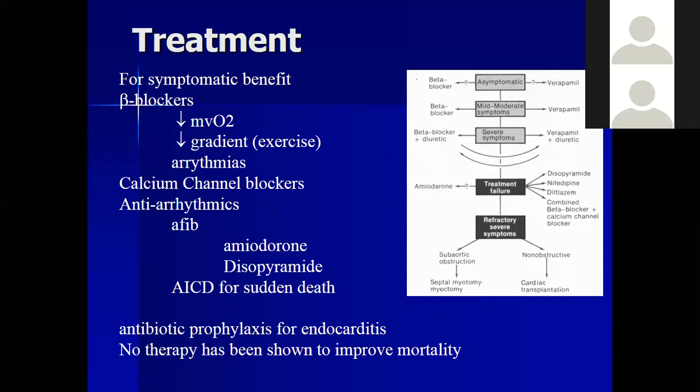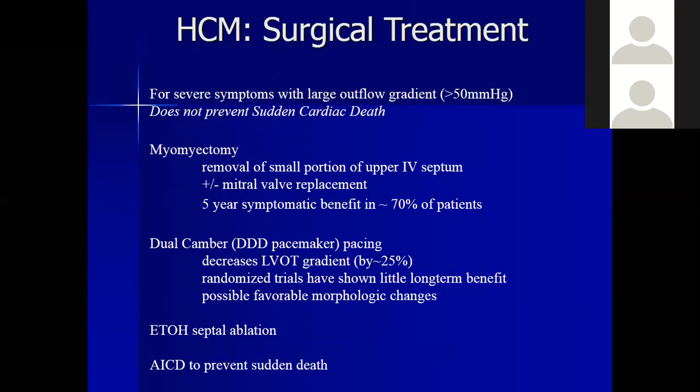Calcium channel blocker, you can give anti-arrhythmics, and for prevention of sudden cardiac death, we have ICD devices. Antibiotic prophylaxis for infective endocarditis. No therapy has been proven to improve the mortality. The surgical treatment is myomectomy, dual chamber pacemaker, or sometimes we do ablation.